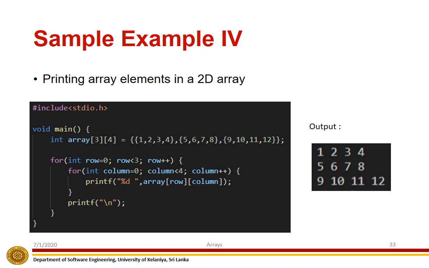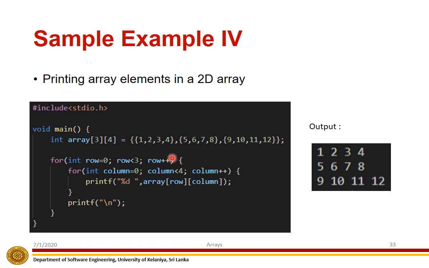In here you can see, first I have declared and initialized a 2D array. Int array, 3 rows and 4 columns, 1 2 3 4. This is the 0th row, first row, second row, and 4 columns for each. So the outer loop iterates through the rows and the inner loop iterates through the columns.